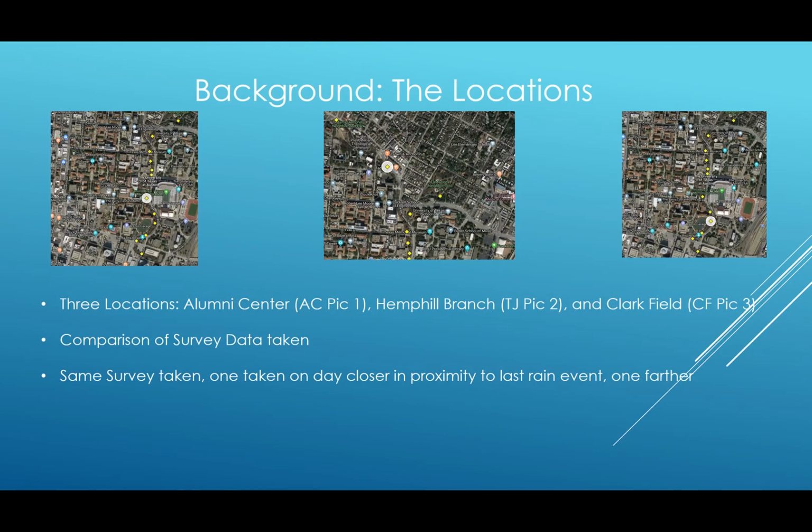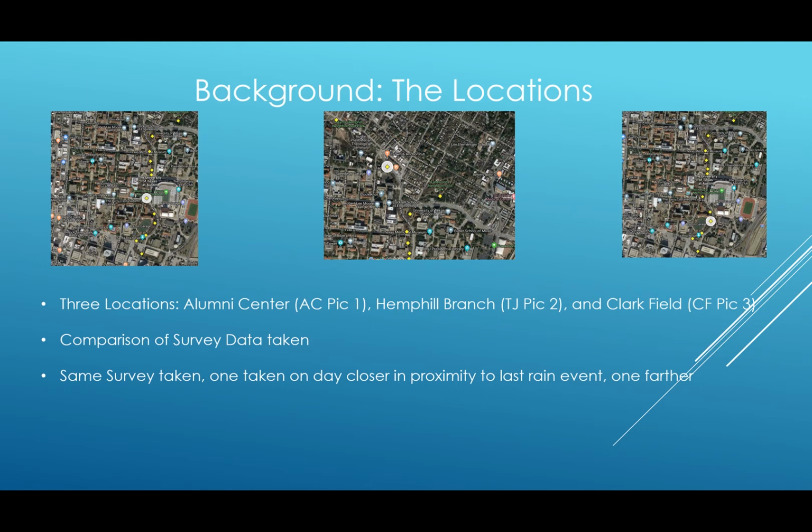Now, getting into the locations I chose. I wanted one that was closer in proximity to a rain event and one that was farther away in proximity to a rain event. That way I could compare how the score was going to be affected by rainfall in the area. So in choosing the locations, I had to look at ones that were taken twice. Students had to go down and take a survey twice. That way we can get an accurate comparison.